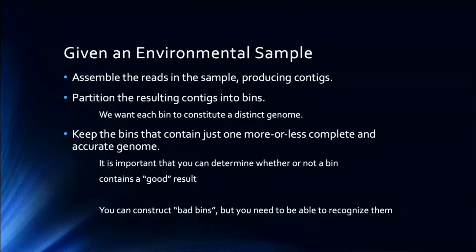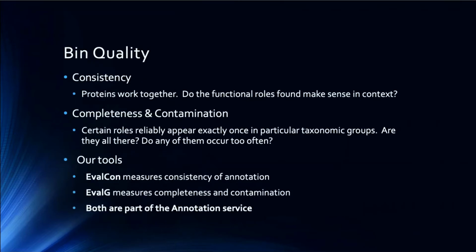Like Andrew was talking about assembly, these are all hypotheses too, that we have reason to believe that this set of contigs represents a genome. And so as a part of this, it's important that we can determine whether or not a genome is good or not. And so the analysis of the quality of the genome is important in this work. We'll construct a set of bad genomes, and we'll give those to you, but we distinguish the good from the bad. So the measures of quality for the bins are two main ones.